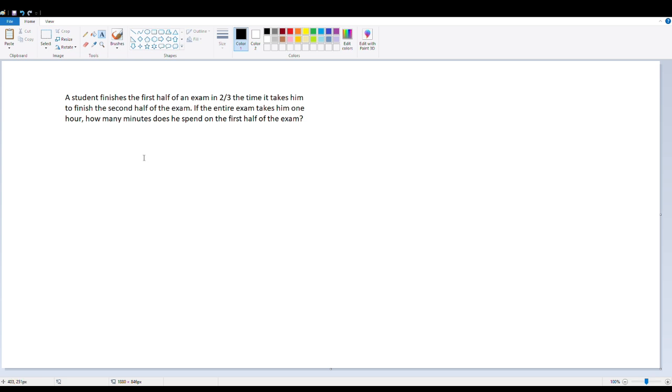So, this is what it says. A student finishes the first half of the exam in 2/3 of the time it takes him to finish the second half of the exam. If the entire exam takes 1 hour, how many minutes does he spend on the first half of the exam? Okay, so let's first see what they're asking. They're asking about the time he spends on the first half of the exam. Great.